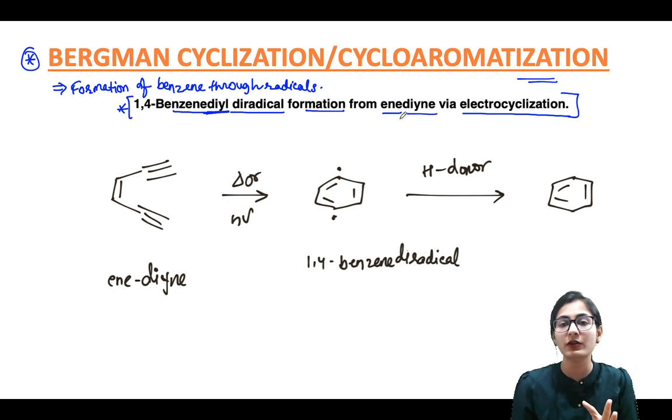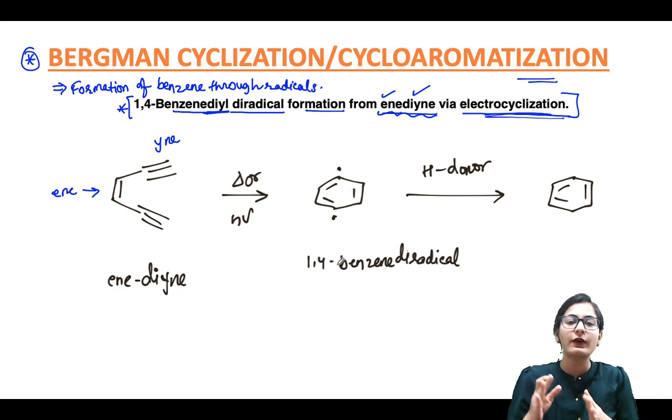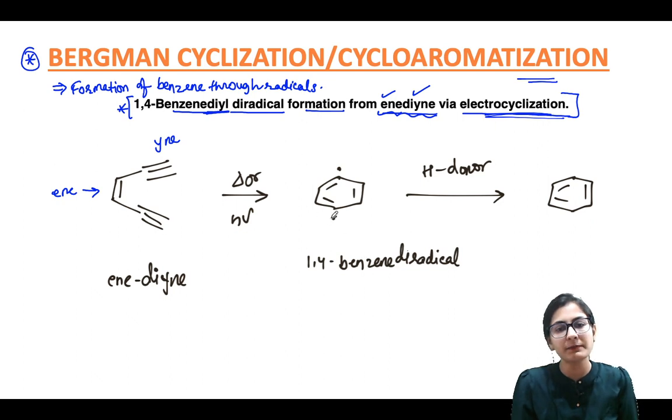So what are we talking about? What is this ene-diyne? Can you see that there is only one alkene over here, one ene and two yne? The yne is used for the triple bond, ene is used for the double bond. So we have two triple bonds and one double bond. That is why it is called the ene-diyne system. And through cycloaromatization, electrocyclization, it is going to give this kind of a radical. Now this is the 1,4-benzene diradical, simple.